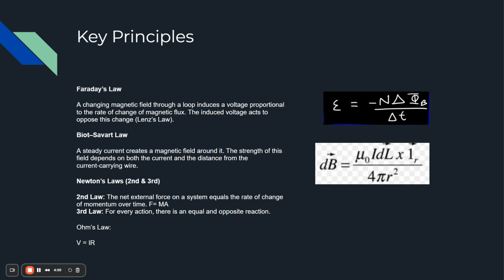To understand what's happening, we use four major concepts. Faraday's law: a changing magnetic field induces an EMF in a loop, described by this formula on the right. The Biot-Savart law: a steady current creates a magnetic field whose strength can be calculated using the equation on the right as well. And then Newton's law, especially the second and third, where net force is related to acceleration, and every action has an equal and opposite reaction. And then we have Ohm's law, V equals IR.